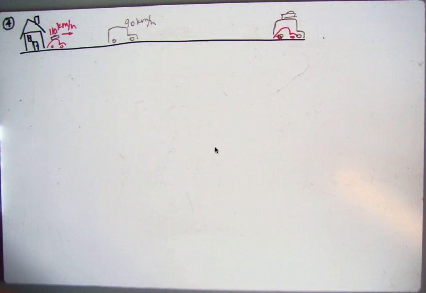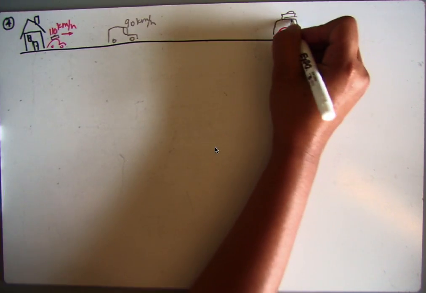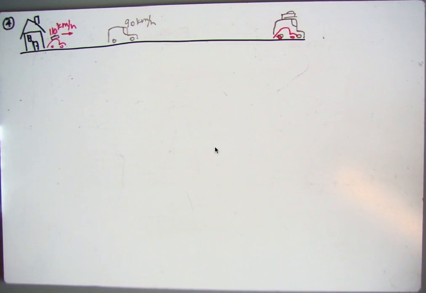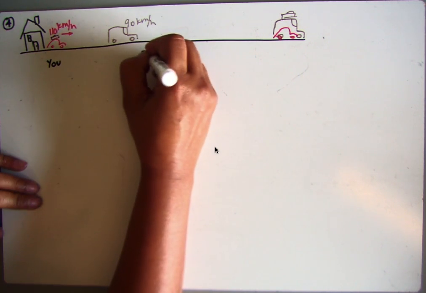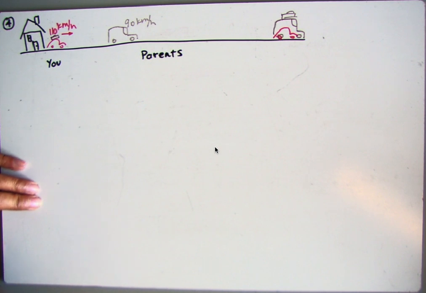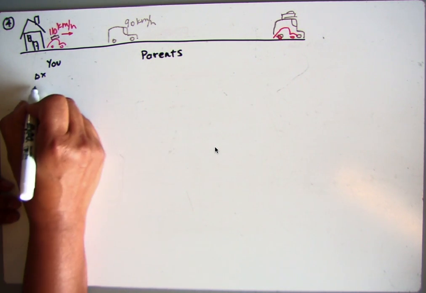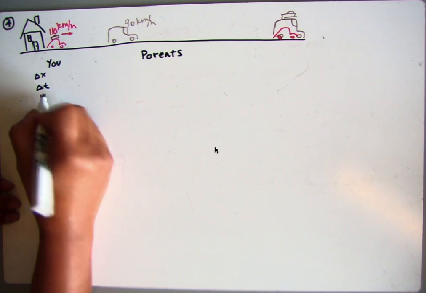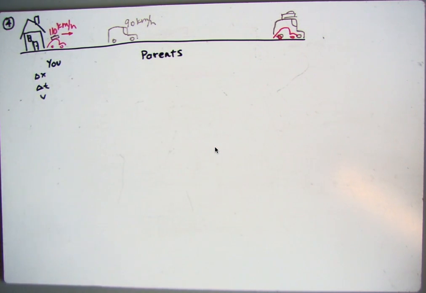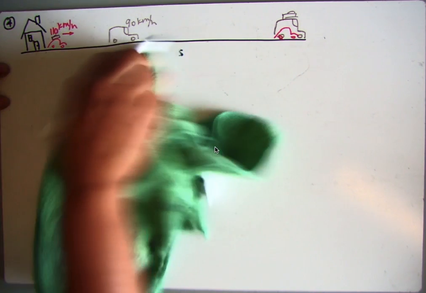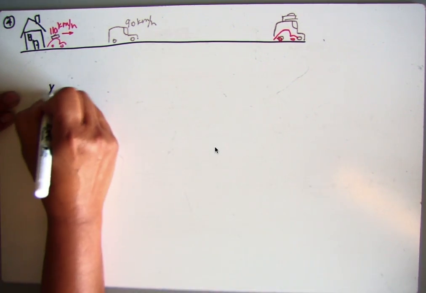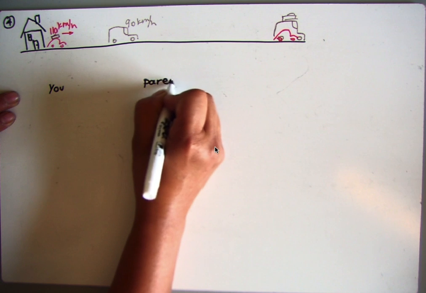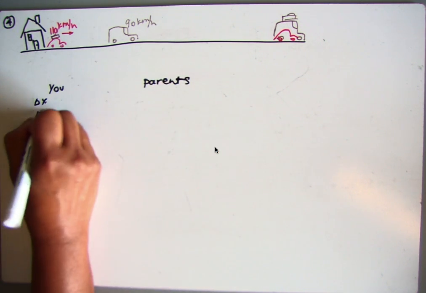Okay? So the question is, how do we go about setting up this information? The best thing to do is what we've been doing: set it up, figure out what you know and what you don't know. So there's you, there's your parents, and let's see what we can figure out. Again, the variables we're dealing with in this problem are delta x, delta t, and v. Let's move that down just a little so that we can annotate our diagram a little bit. So you, parents. Okay, so delta x, delta t, v.